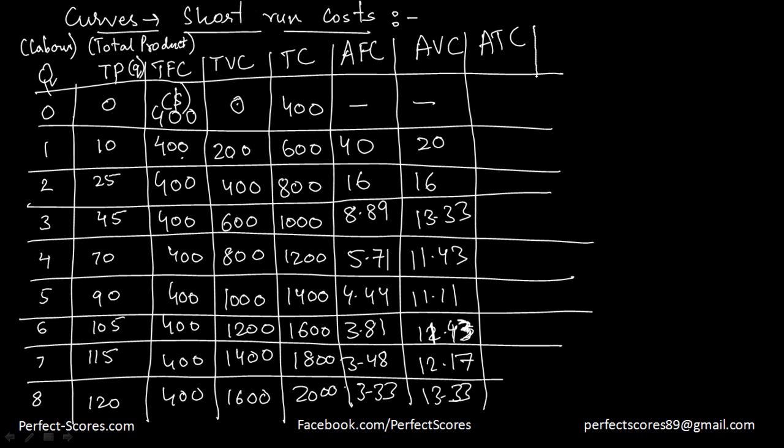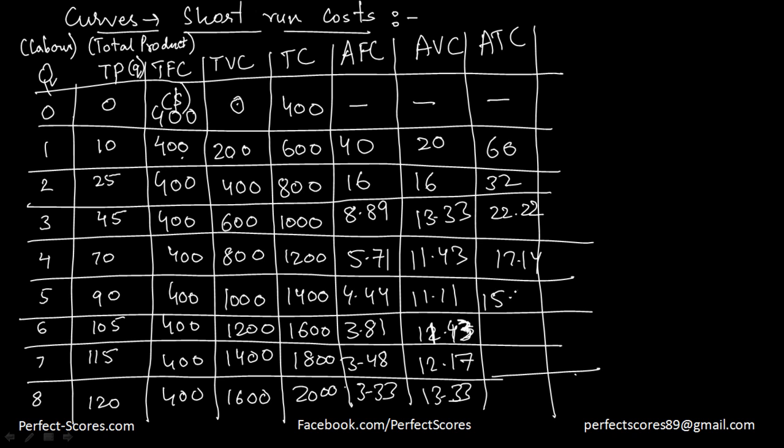So average total cost is actually going to be the sum of the average fixed cost and the average variable cost. So this is not going to be calculated, and this is going to be 40 plus 20, 60. This is going to be 32. This is going to be 22.22. This is going to be 17.14. This is going to be 15.55, 15.24, 15.65, and 16.67.